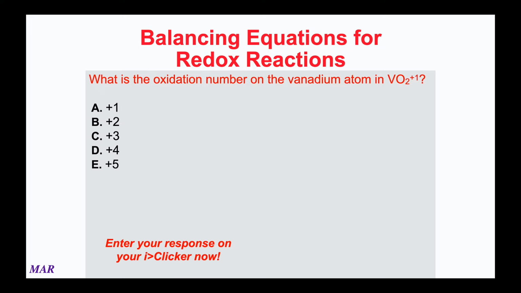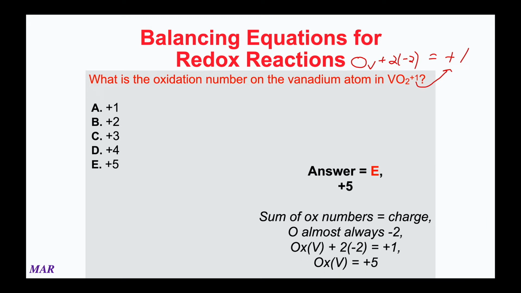So oxygen's usually negative 2, and there's 2 of them, that's negative 4. So you can write the oxidation number of the vanadium plus 2 times negative 2 for the oxygens, and all of that equals positive 1. And again, the positive 1 just came right there from the charge. So you want to solve for OV, the oxidation number of vanadium. So OV minus 4 equals plus 1. Add 4 to both sides. You can see that that vanadium is a positive 5 vanadium.